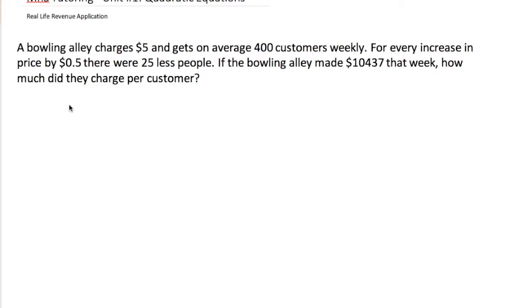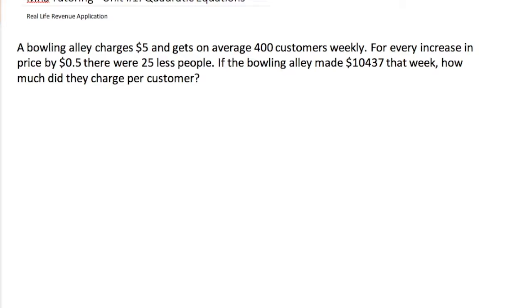First of all, let's read this problem and highlight the important things that we need to solve it. A bowling alley charges $5 and gets on average 400 customers weekly. For every increase in price by $0.5, there were 25 less people. If the bowling alley made $10,437 that week, how much did they charge per customer?